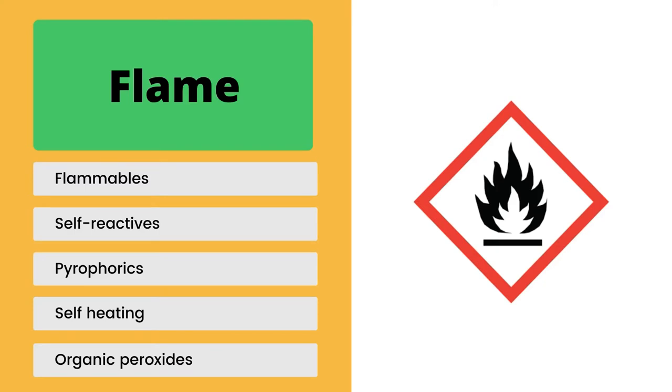Flame. It appears on chemical labels for substances that are flammables, which are gases, aerosols, liquids, or solids that will burn or ignite under certain conditions. Self-reactives: heating alone, without air, may cause fire or explosion. Pyrophorics: in small amounts, may ignite within 5 minutes after contact with air. Self-heating: may catch fire only in large amounts and after long periods of time when exposed to air. Emitters of flammable gas and organic peroxides, which when heated, may cause fire or explosion, may be sensitive to impact or friction and may react dangerously with other chemicals.